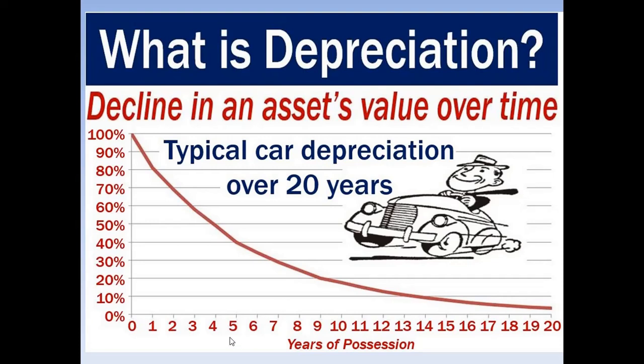Because when you purchase any asset, in this image you can see there is a car, but it can be a mobile phone, computer, bike, scooter, car, whatever. Over a period of time, it decreases. When you continue to use this asset, the value of the asset will be reduced over a period of time.